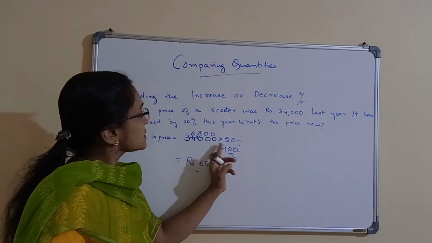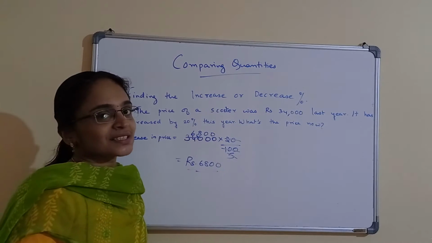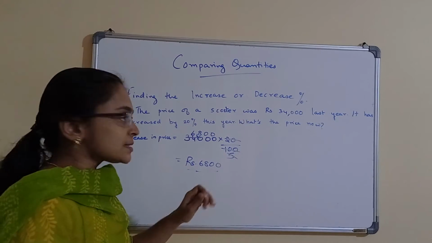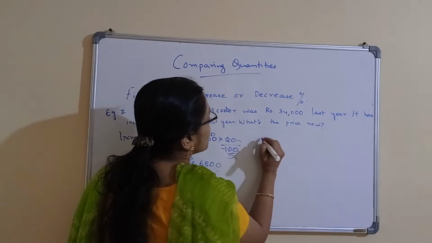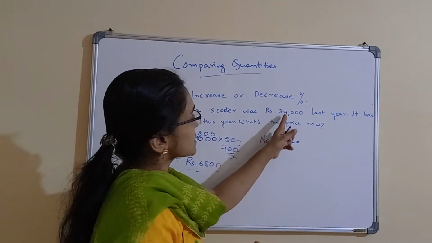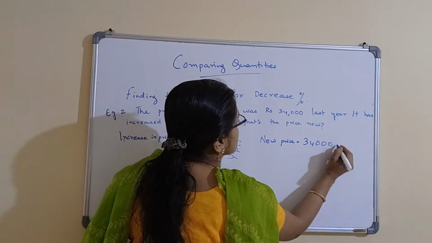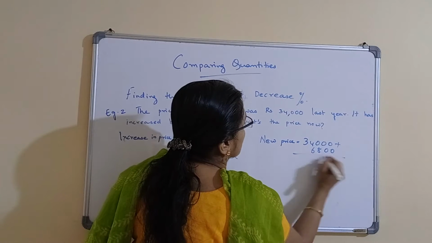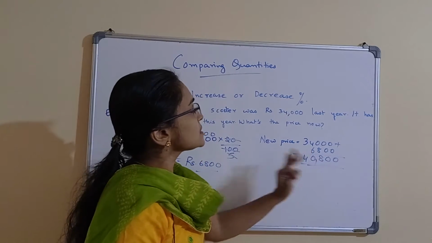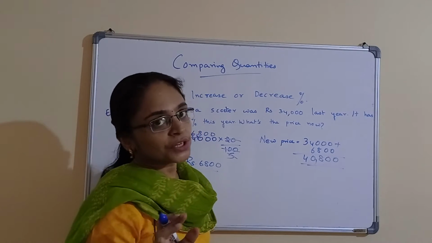You can cancel the zeros and multiply this 34 by 2 also. Then add the remaining zeros. Then you will get it as 6,800. So, the increase in price is 6,800. So, the new price is equal to the old price, that is 34,000 plus 6,800. It is 40,800. So what is the new price? It is 40,800. You can do this by another method also, which is called the unitary method.